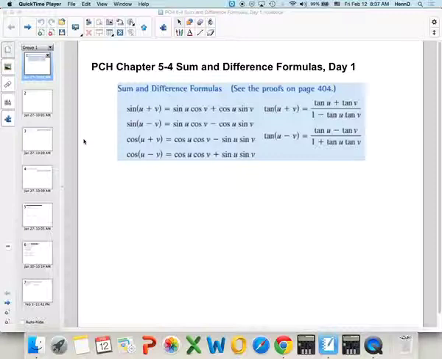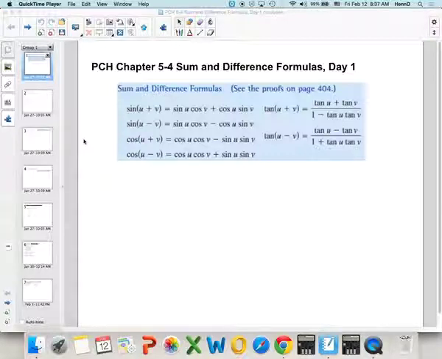We have one for the sum or difference of angles when you're taking the sine of those angles, one for the sum or difference when you're taking the cosine, and then one for the sum or difference when you're taking the tangent. Okay, so we have three different pairs of formulas. And the key to getting these is really to understand the similarities in the formulas.